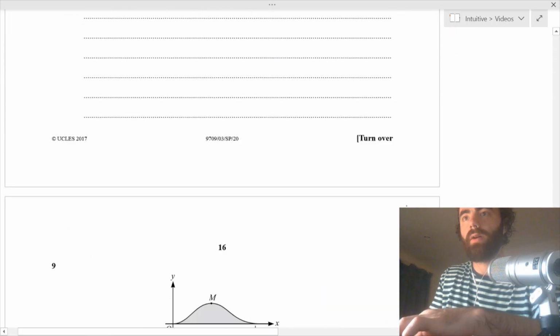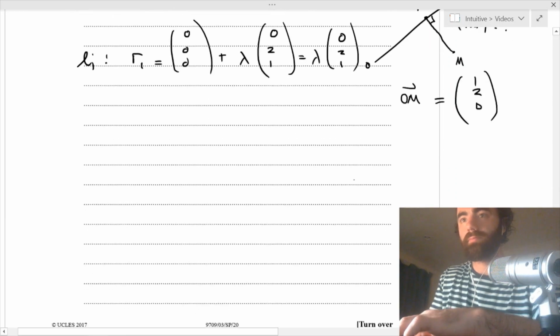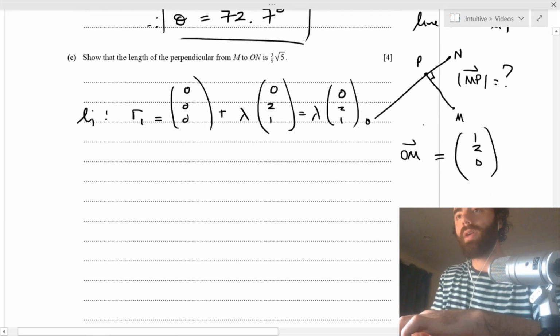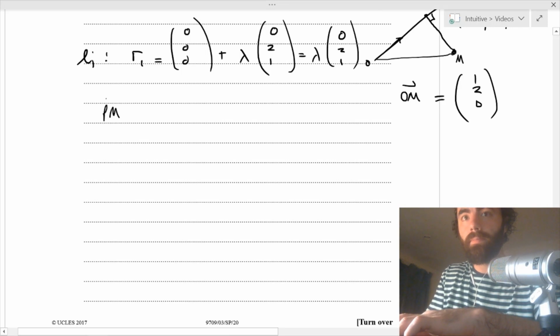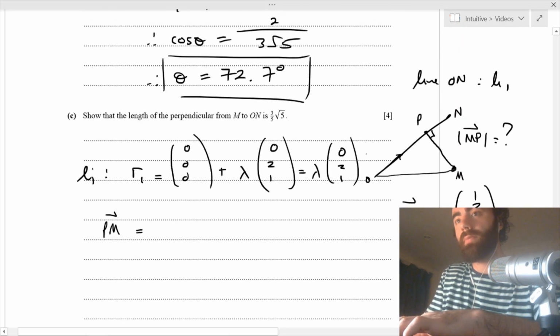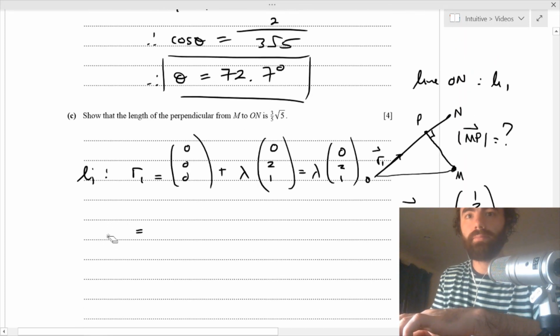Oh, a bit too far. So OM, we just calculated above, is (1, 2, 0). So we have OM, and we need PM. So what is PM? Well, R defines this line OM. So PM is equal to, this is our R1, or MP, I call it MP.